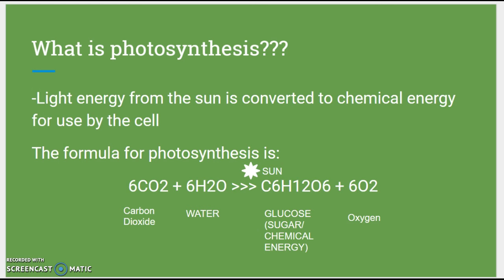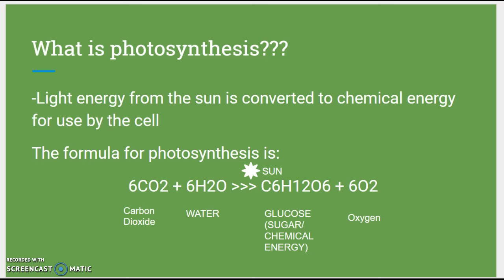Unlike us animals, who can just go get our food whenever we're hungry or thirsty, plants can't do that. They're stuck in one place, so they have to create their own food. They do that by using energy from the sun, and this type of energy is called light energy. And they convert it into chemical energy, which in this case is actually sugar or glucose.